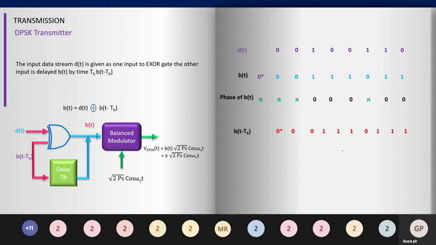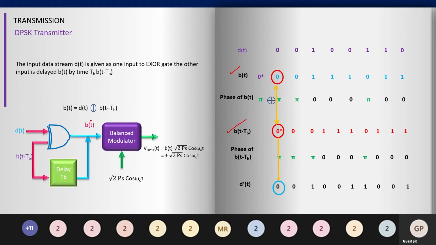Next step is to get the final DPSK output. Before that, just write the phase of B(t minus Tb). Then, to get the final DPSK output, as you can see in this example, you XOR both inputs, B(t) and B(t minus Tb). So you get the final output: 0 XOR 0 gives 0. In this manner you XOR to get D dash of t.